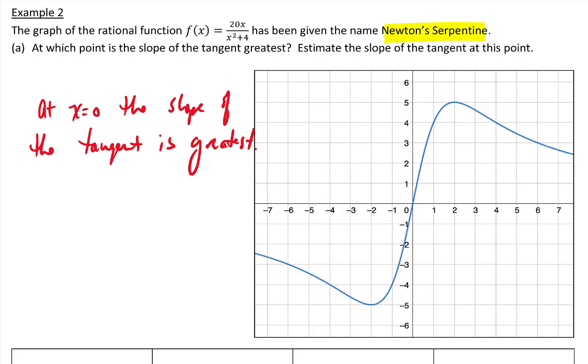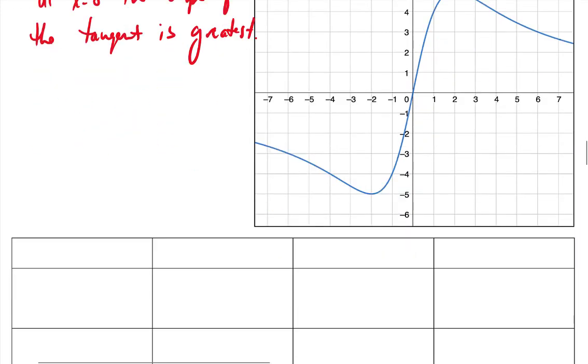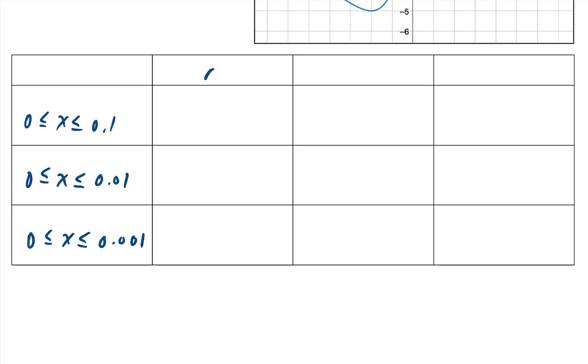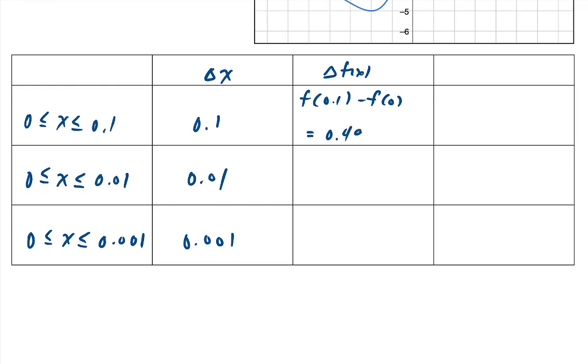So how do we estimate the slope of this tangent? Well, we just do our interval tables like we've done previously. So let's set up our intervals. From there, we can determine our delta x values. Next up is our delta f of x values. So we want f of 0.1 minus f at 0. And when I determined that value, I ended up with decimal 0.4988.